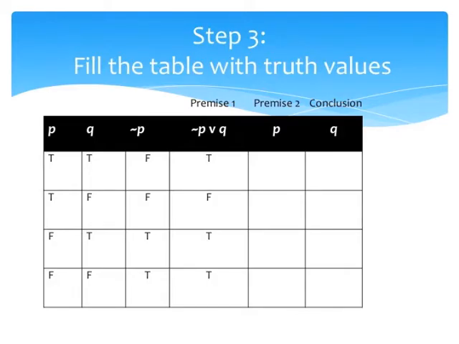In the second row, we have false for both sentences, and so we have F. In the third one, we have true and true, and so we have true. And in the last row, we have false and true, which again gives us true. Finally, for the last two columns, we simply copy the contents of the first two columns.